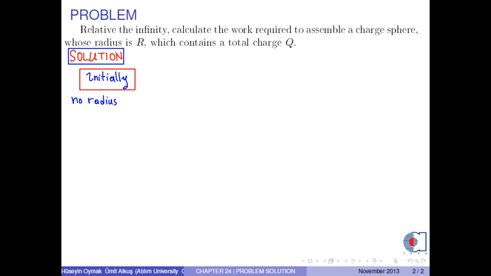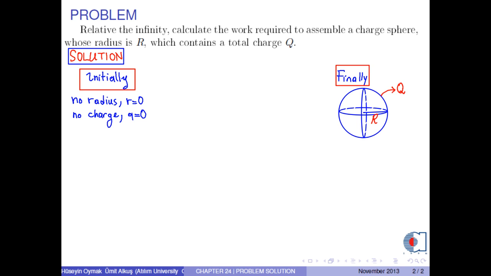Initially, we have no radius and no charge. Finally, we have a charged sphere whose radius is R, which contains a total charge Q. At any time, assume that we have a charged sphere of radius r', which contains a total charge q'.